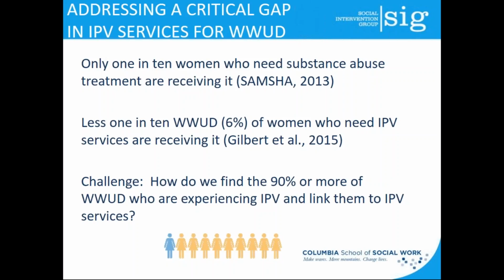And part of the whole SBIRT initiative is really to figure out how we can go after that other 9. I want to say that less than 1 in 10, about 6% of substance-using women who need IPV services are receiving them. So our challenge is how do we find, I would say it's really about the 95% or more of women who are experiencing intimate partner violence and link them to IPV services.